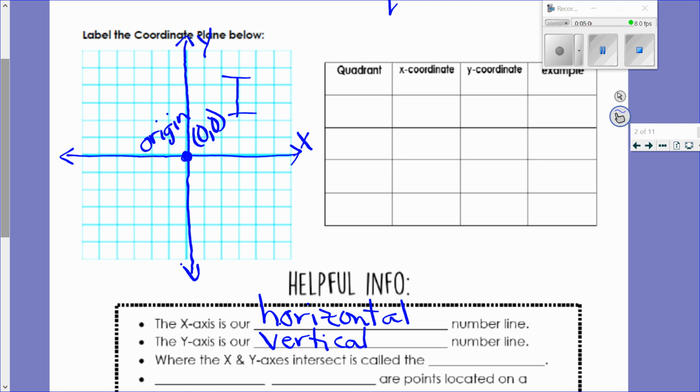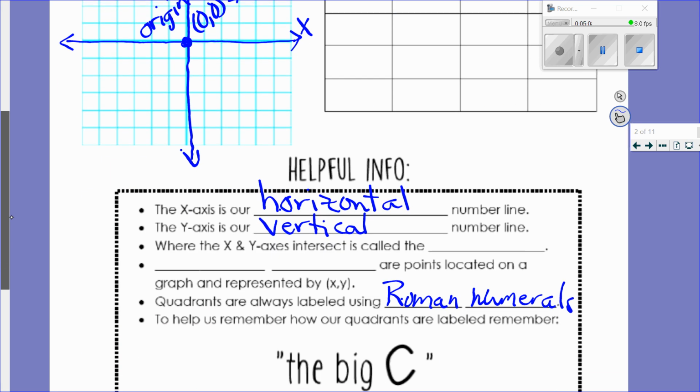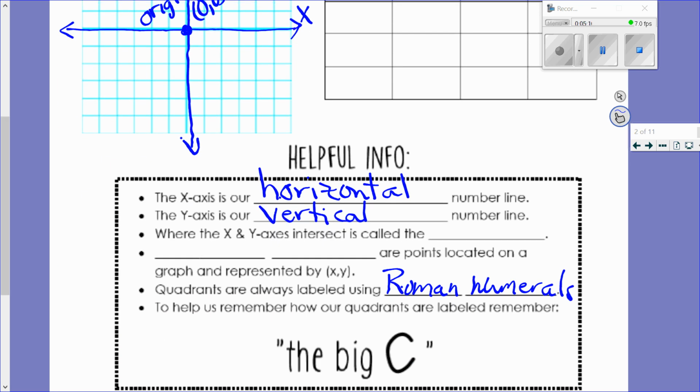Just find something to help you remember which one is which, because it is really, really critical, guys, that you understand which way you're going. So we already gave this one away as well, where the X and Y come together. We call that origin. You're going to hear that word a lot today, because literally everything we do in graphing comes back to the origin.